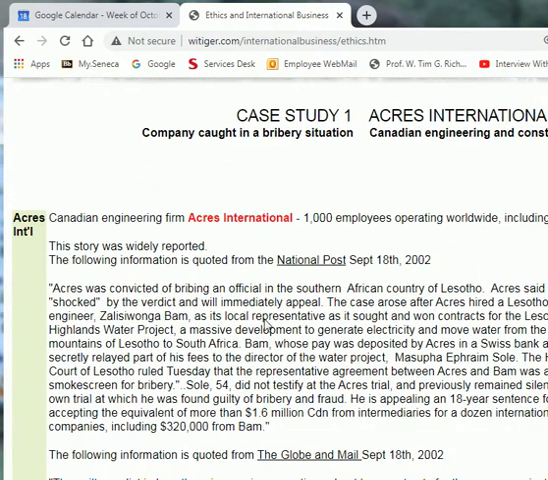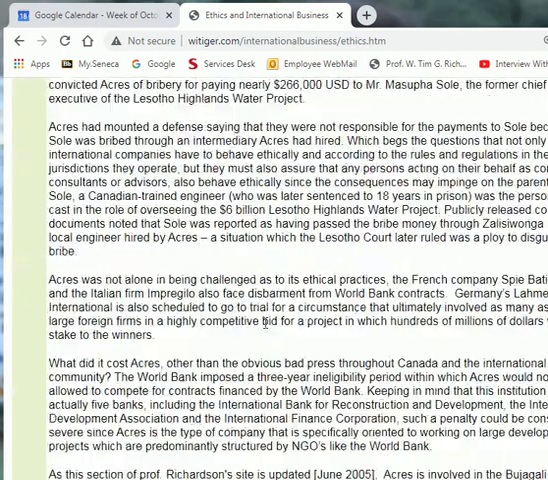Then we had some case studies here. One was about Acres International, a Canadian engineering company involved in a bribing situation. You can read on your own.